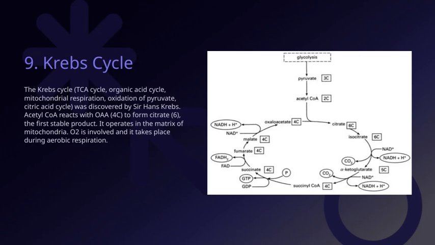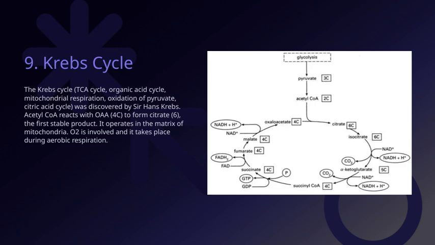The Krebs cycle, also known as the TCA cycle, organic acid cycle, mitochondrial respiration, oxidation of pyruvate or citric acid cycle, was discovered by Sir Hans Krebs. This cycle is fundamental to how our cells generate energy. In this process, acetyl-CoA reacts with oxaloacetate, which has 4 carbons, to produce citrate, which has 6 carbons, and this is the first stable product of the cycle.